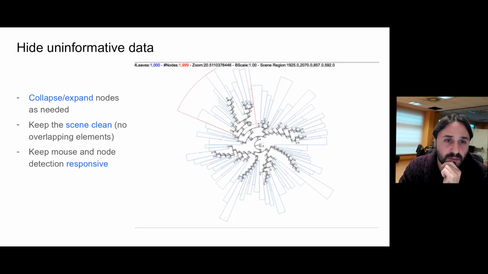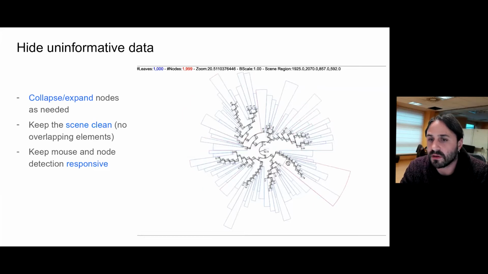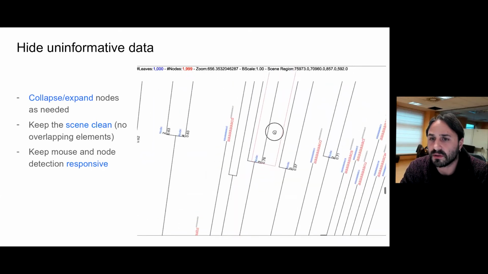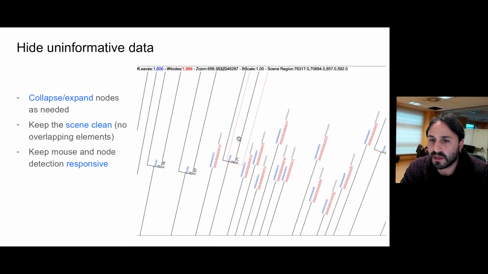So the first strategy that we use is that we are not drawing the whole tree at once. We are being smart and we are collapsing and expanding nodes depending on the zoom level. This is quite easy to get, and it provides a cleaner scene and an even more responsive graphical user interface, etc. This is a short video showing how our current prototype works, and you can see this is 1,000 leaves, so it's not super large, but you can see that you can get a very responsive graphical user interface.